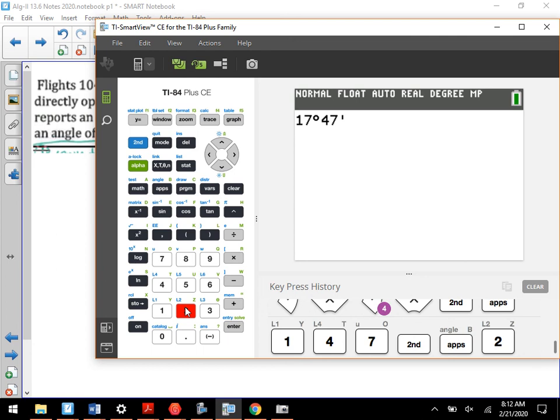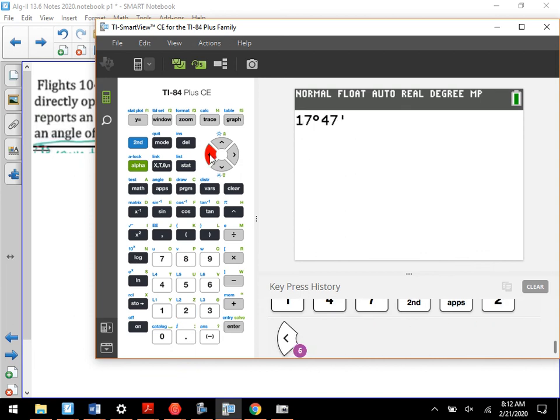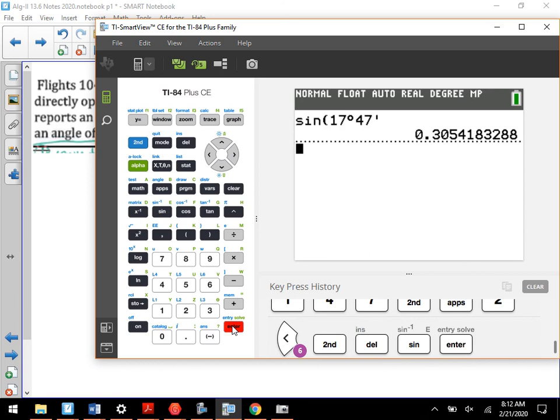Okay? If you had to type that in, that's how you type that in. Just remember, if you've got degrees and minutes, you have to put in the degrees and minutes. But the calculator has a button for it. Does that make sense? I just want to make sure you guys saw how to put that in. It was second angle. That's how you get to the degree symbol and the minute symbol. So when we put in the angle of depression for 17 degrees, 47 minutes, yep, that's all it means.